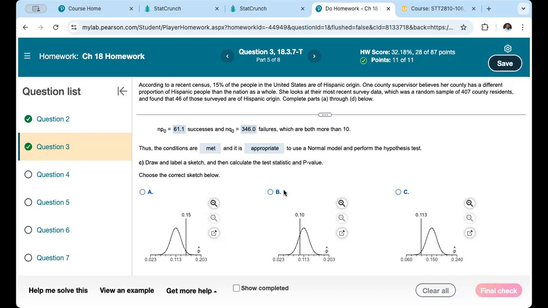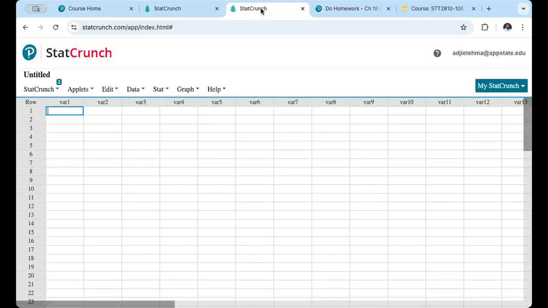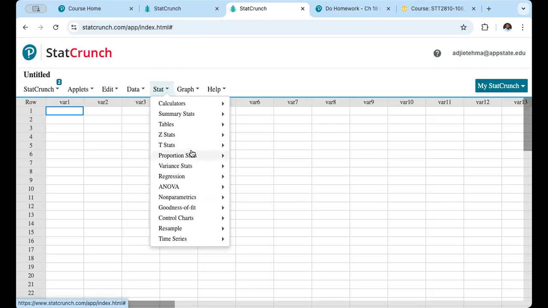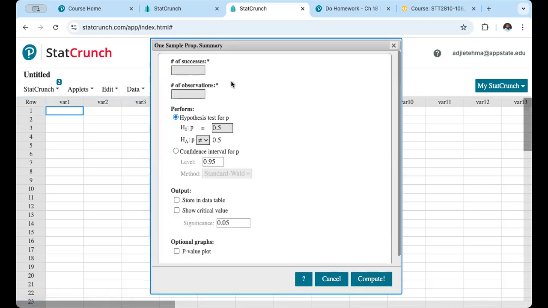and the p-value. So to do that, let's go to StatCrunch. We go to Stats. You see, this is about proportion. So we go to Proportion Stats. Is that okay? One sample. That is what we started so far. One sample, proportion stats. And then here we go to what? With summary. Is that okay? Stats, proportion stats, one sample with summary. We click on that.